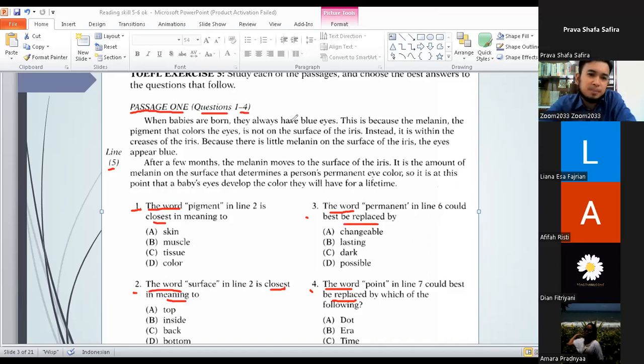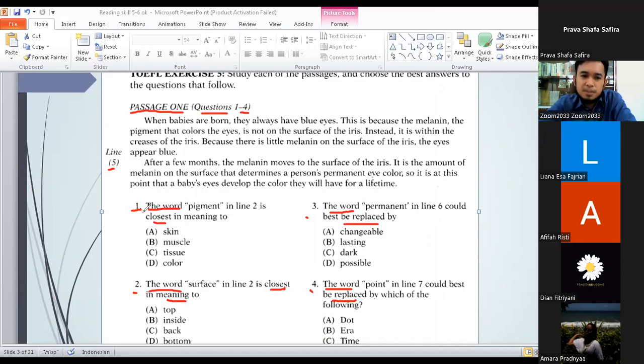So if you ask me how to answer these questions, the first step that you are going to do is read. Do not read the passage. Remember about that one. Do not read the passage. The first step that you have to do is read the question first.